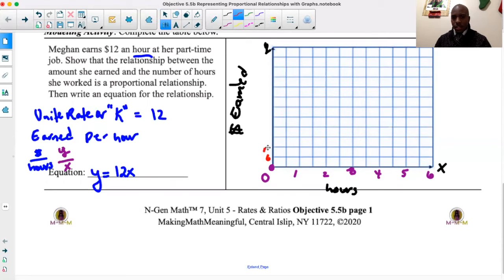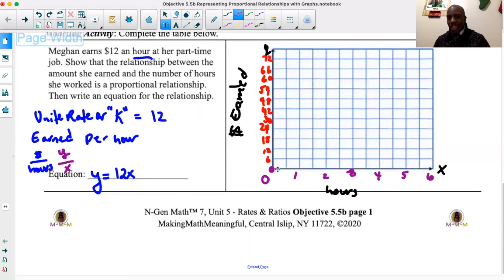6, 12, 18, 24, 30, 42, 48, 54, 60, 66. Sorry, it's glitching a little bit here. Right, so 66, and then finally 72. Either way, you make your list and then you go and graph your points.